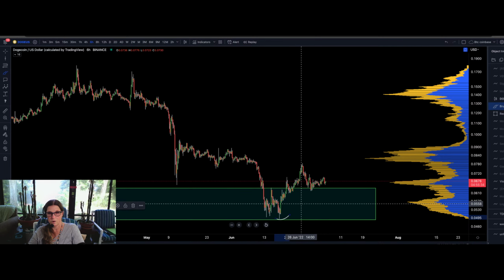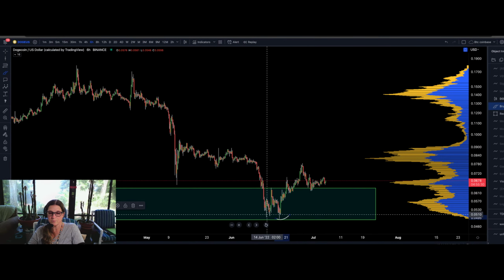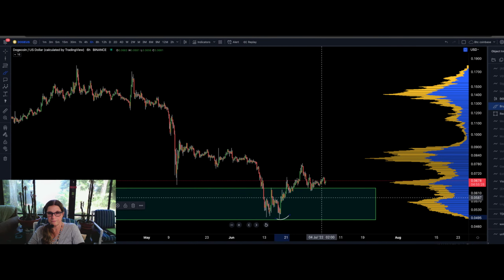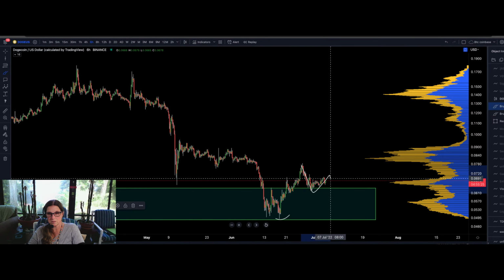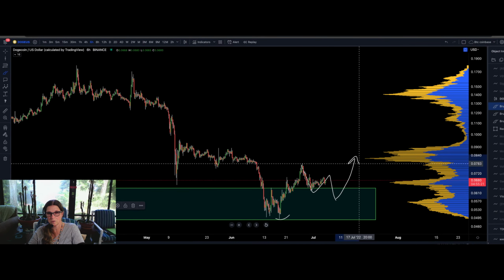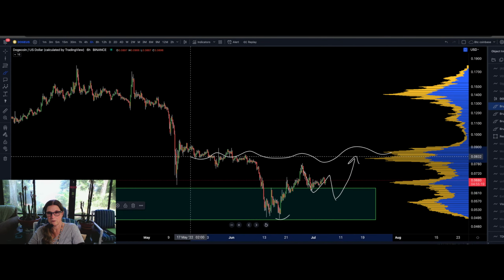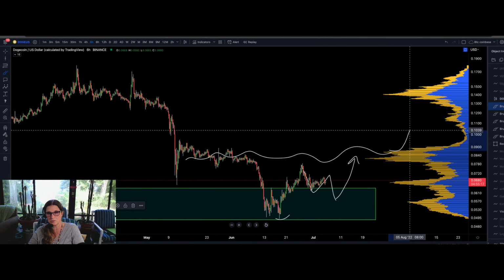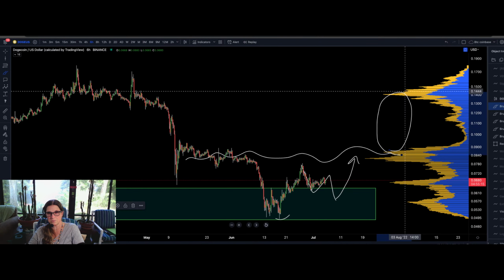And I really think it's 3 waves, but looks like it wants something like this. And let's see what it does. Can it get through here? If it does, same thing as Bitcoin. It's got this insufficiency that it's going to take it up to here.